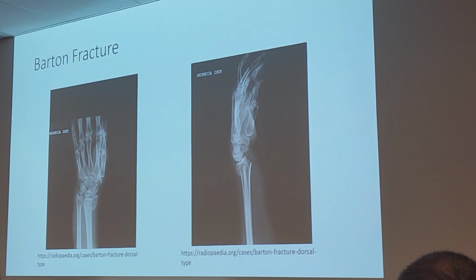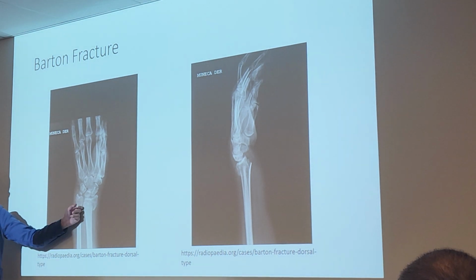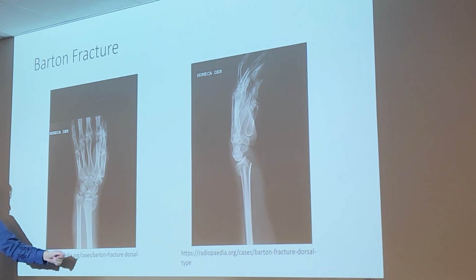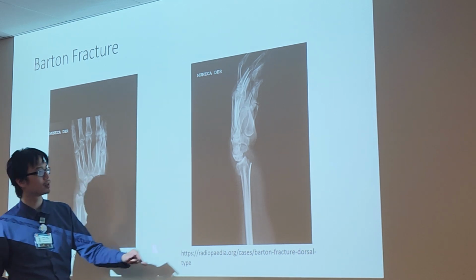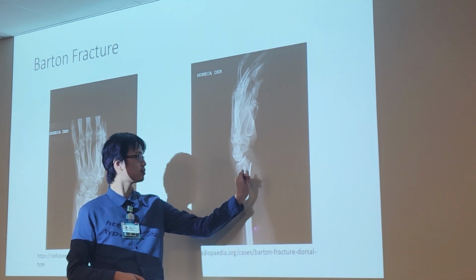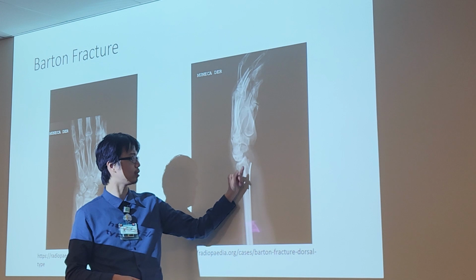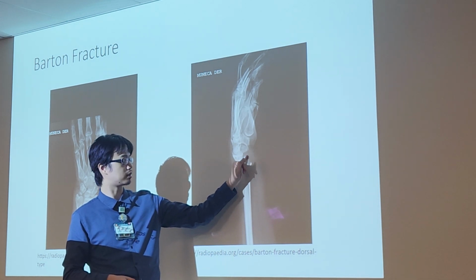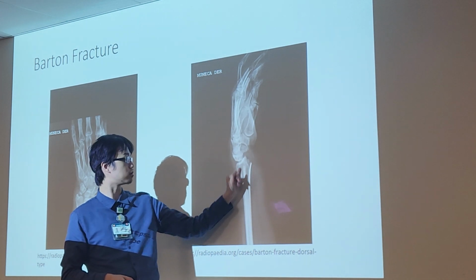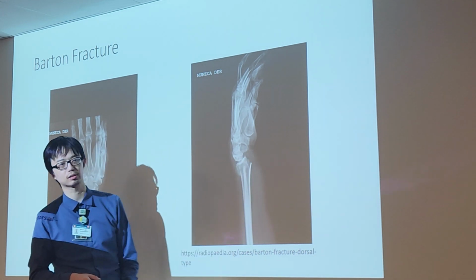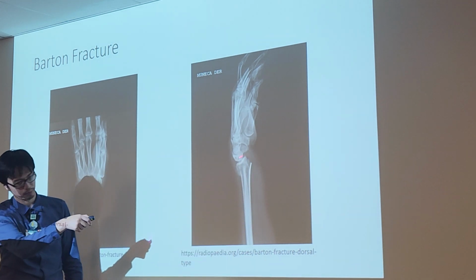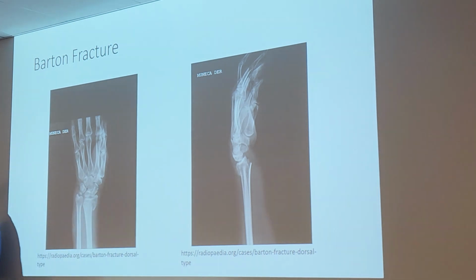Okay, here are some examples. This is what kind of wrist X-ray? Must be PA. PA wrist, very good. So you can see the fracture here, right? If you look here, this fracture cuts from here into this part of the radius right there, right? So this is going to be the articular surface. It's really close, but you can see it right there.